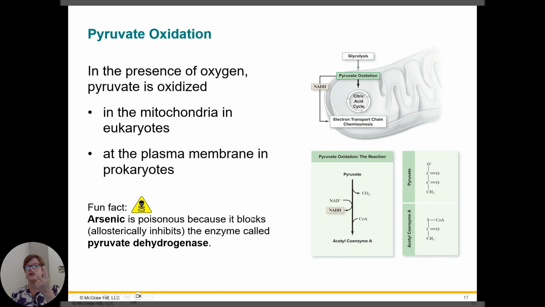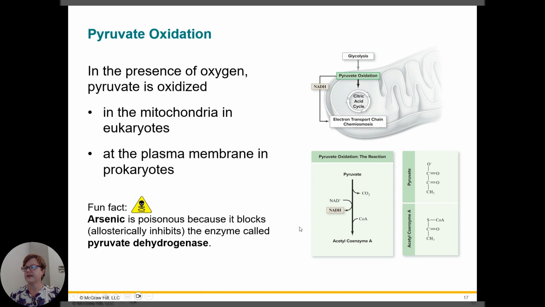Now, since there are actually 2 pyruvates that were generated in glycolysis, we really have 2 pyruvates coming in, 2 CO2s being released, 2 NADHs being released, and 2 acetyl coenzyme A's being produced. We're going to summarize this on a chart at the end of this segment.